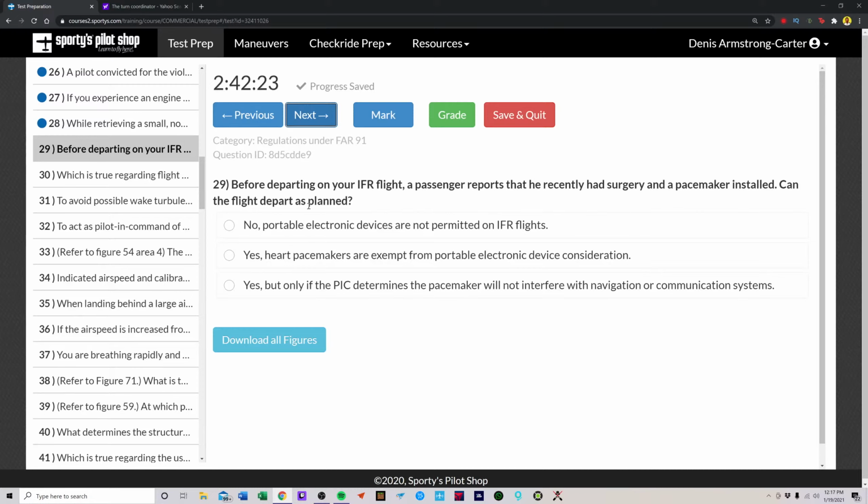Before departing on your IFR flight, a passenger reports that he recently had surgery and a pacemaker installed. I would say this one. Bottom one. I'm not sure, but I think it's the bottom one. Pretty sure.